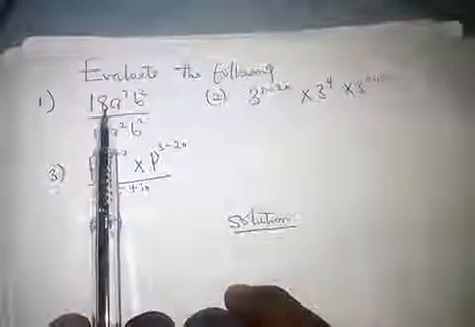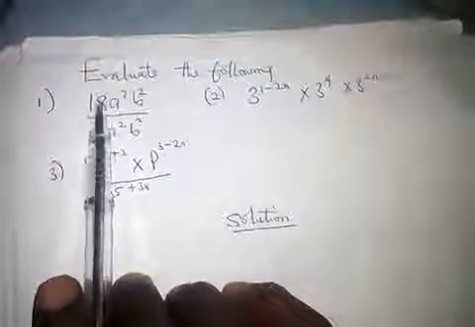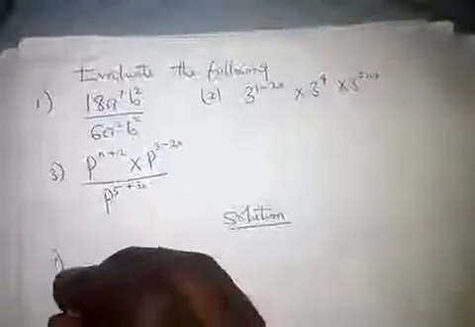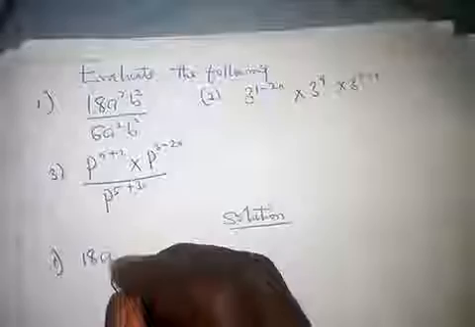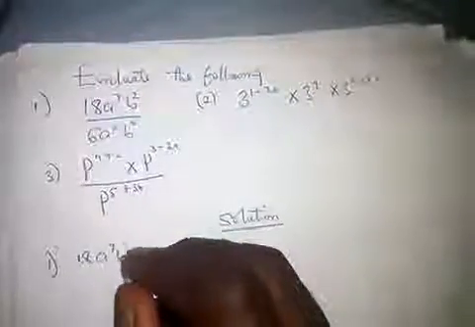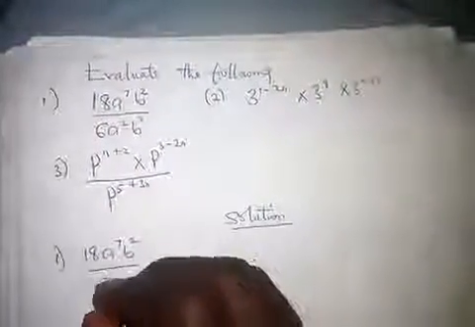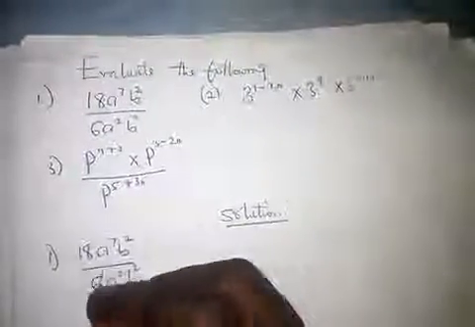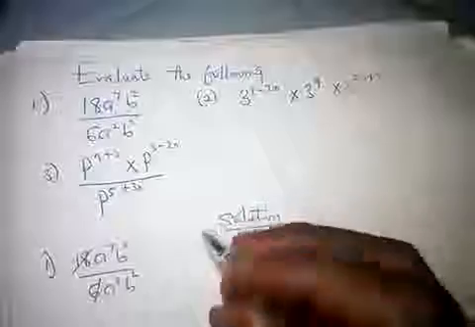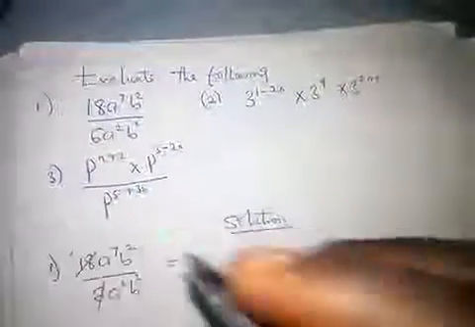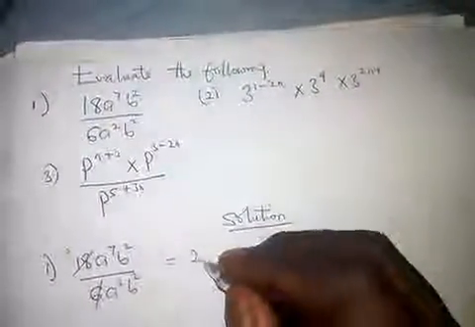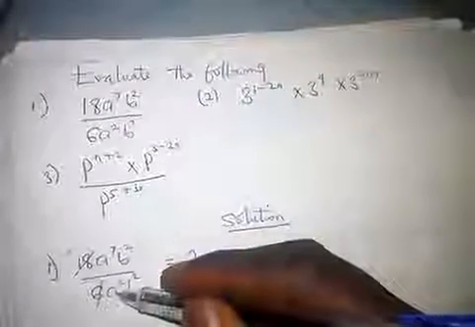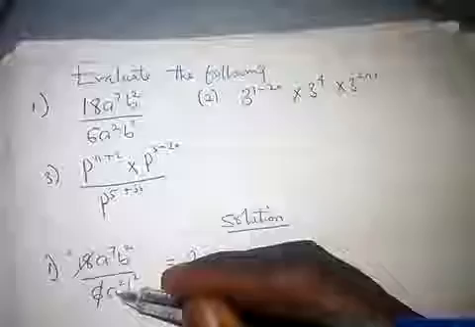Evaluate the following. This one is the next example. 18a^7 b^2 over 6a^2... cancel 18 and 6, you have 3. A and A is common. Pick 1.